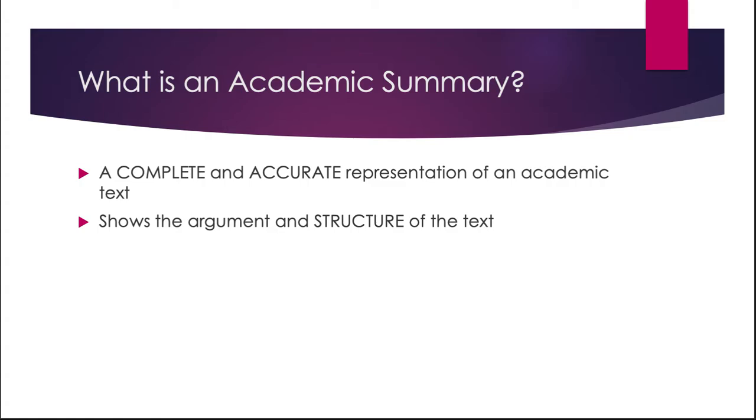You can think about this a little bit like if you were summarizing a movie for someone. If you were summarizing a movie, you would start at the beginning and you would probably explain how the action of the movie happens and also why it happens. You wouldn't just give a random list of events. An academic summary is similar in that you are going to explain to your reader why the author of the article moves from point to point.